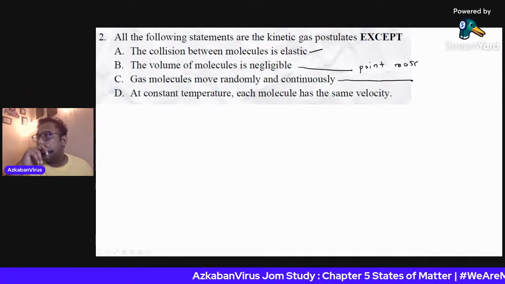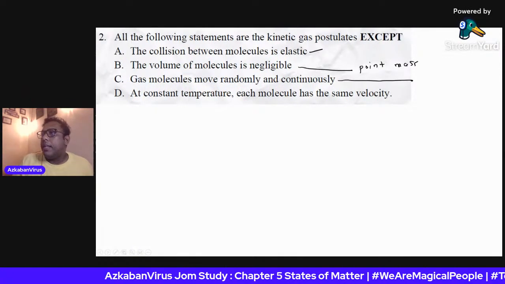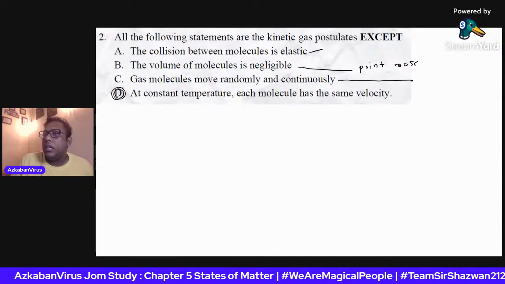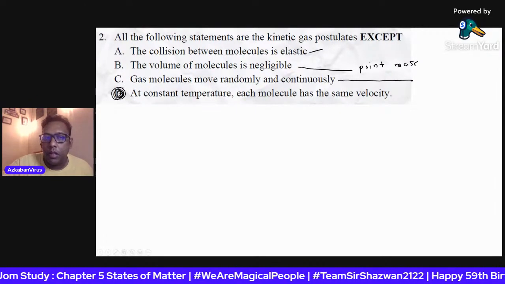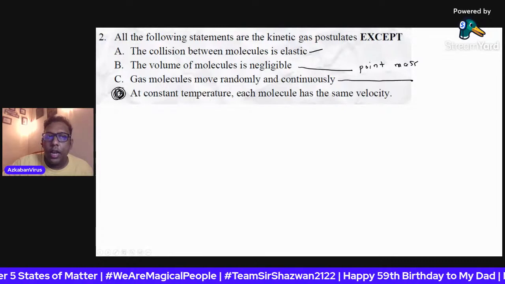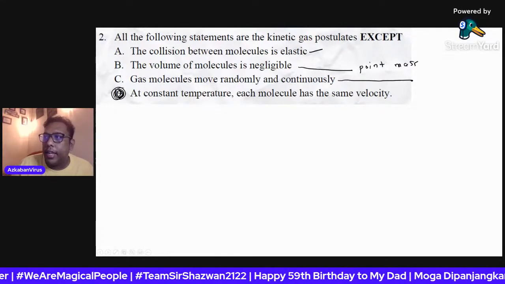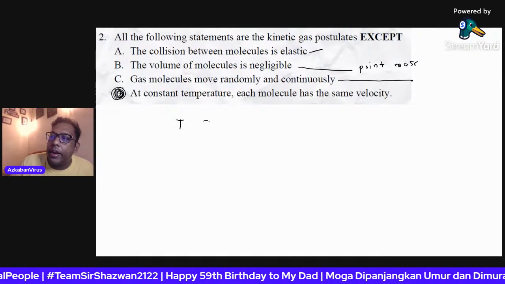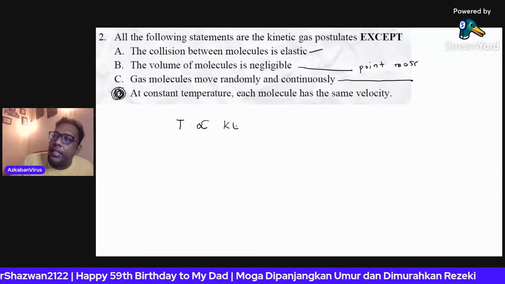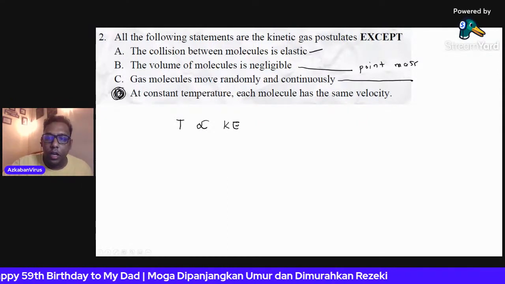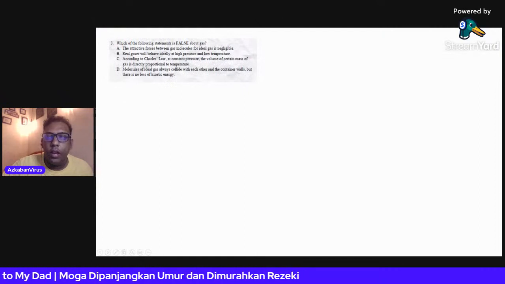Okay? So jawapan dia adalah D. Dalam kinetic molecular theory of gases, kita kata temperature is directly proportional to kinetic energy. Okay? Next.